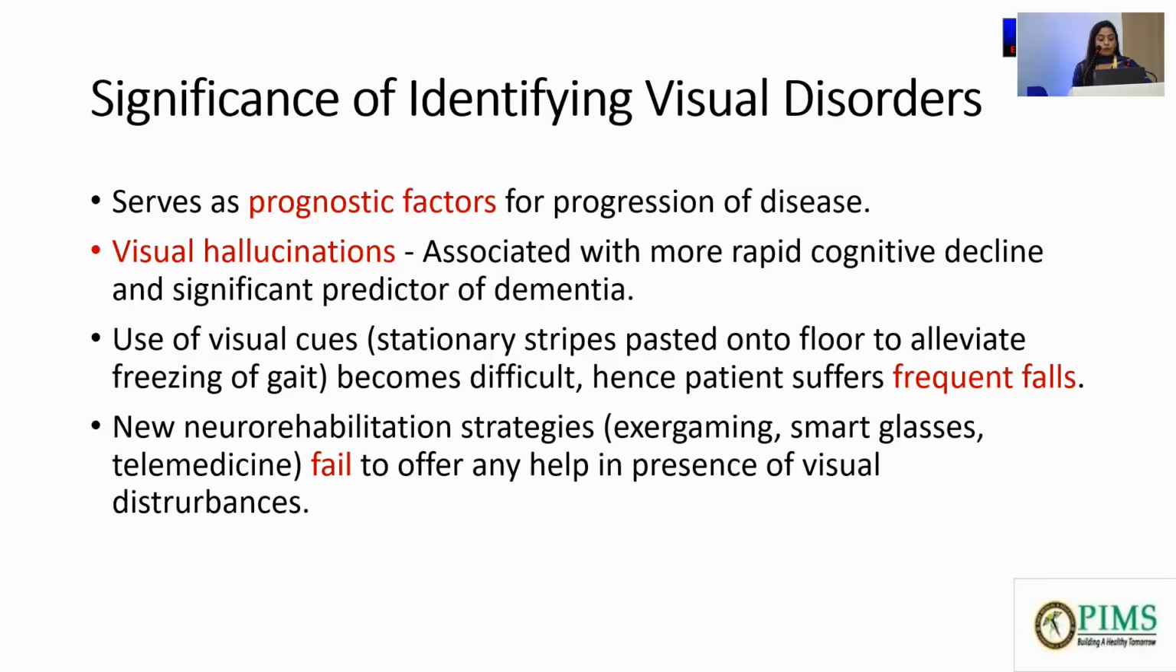So the use of visual cues such as stationary stripes pasted onto floor to alleviate freezing of gait, which is used in Parkinson's, this becomes difficult in these patients, and these patients, they suffer frequent falls. New rehabilitation strategies such as exergaming, smart glasses, telemedicines, they also fail to offer any help in presence of visual disturbances.